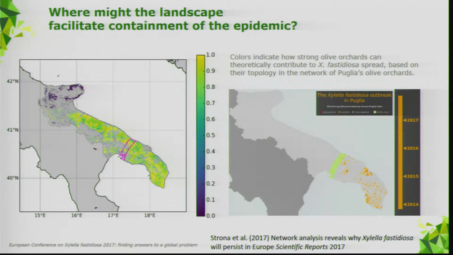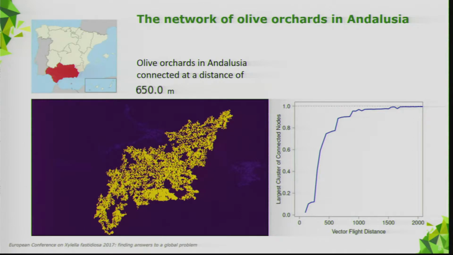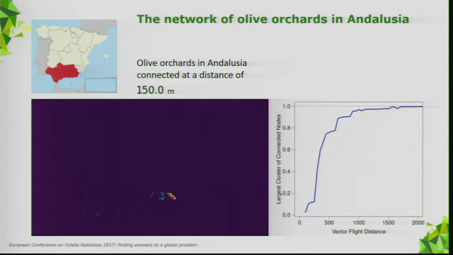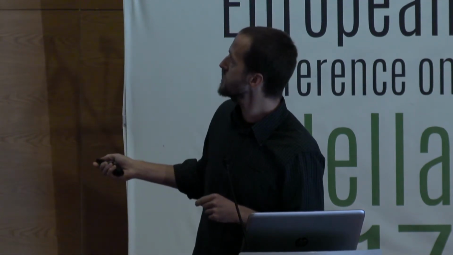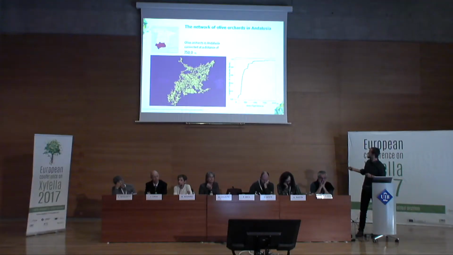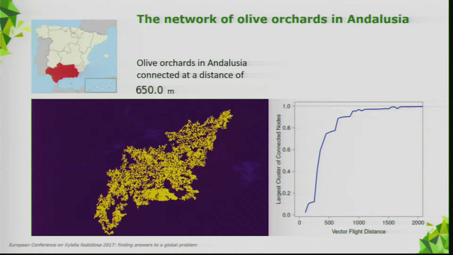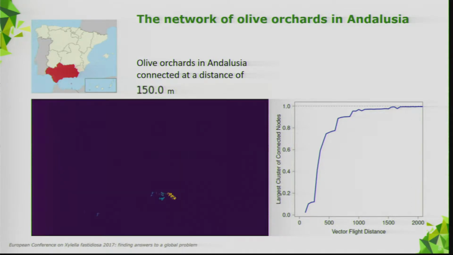So now we're moving on to slightly different questions, and we're doing so in Andalusia, where we don't have, as far as we know, Xylella yet, which is similar to Apulia in the sense that you have a very homogeneous cover of olive orchards. Here on the right, you see between 0 and 100% how much of the olive orchard network in Andalusia you can connect if you just draw lines between orchards at a certain distance. So if you draw lines between all the orchards within 1,000 meters from each other, then you can reach almost 100% of the orchards. If a vector can cover only 500 meters, if you land it in a random place, it can reach 60% of the orchards in Andalusia. So in that sense, it is similar to Apulia.